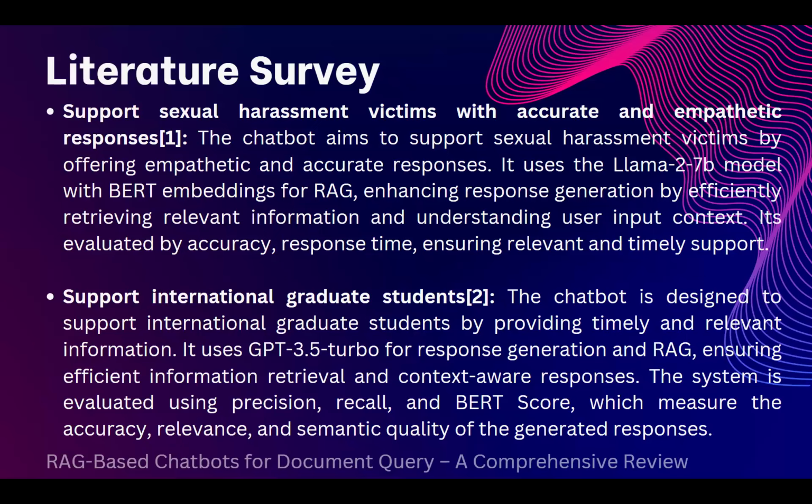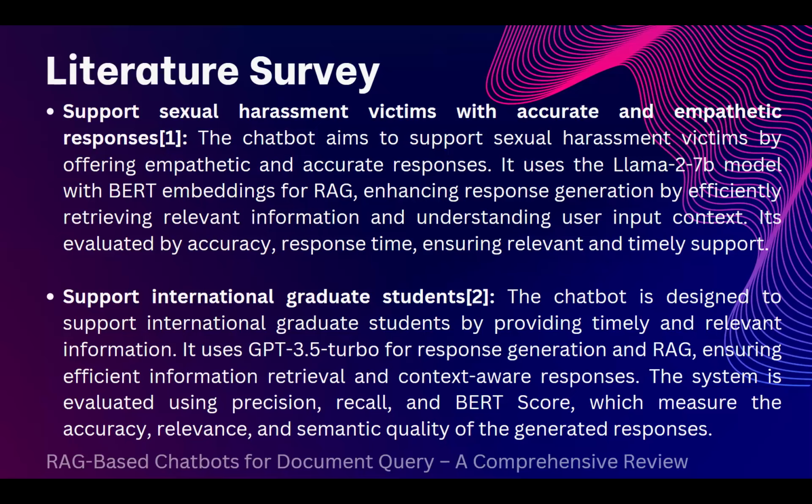The first one is supporting sexual harassment victims with accurate responses. This research paper discusses how a RAG system can be applied to support sexual harassment cases worldwide. It had a document source which consisted of different rules, regulations and acts which were stored in a PDF document, and a chatbot was built on this document.